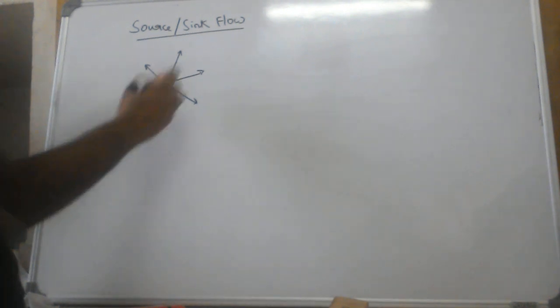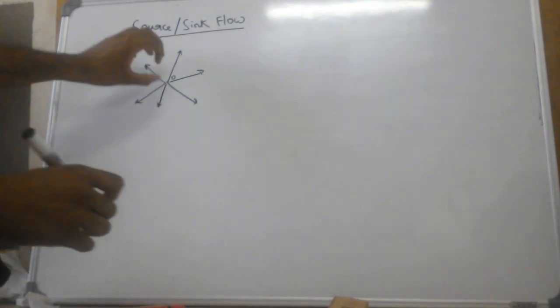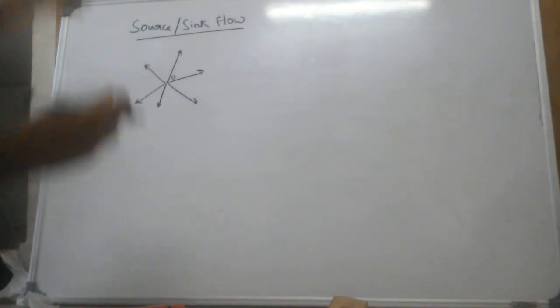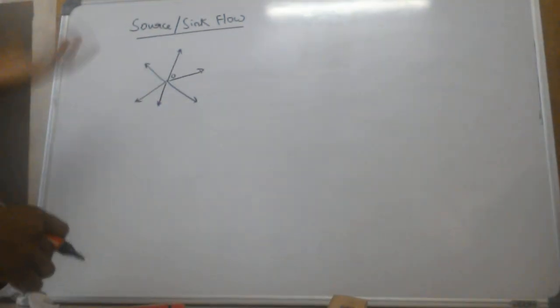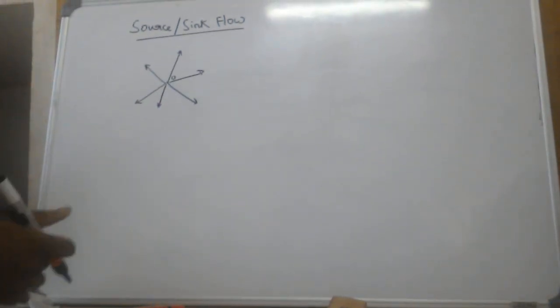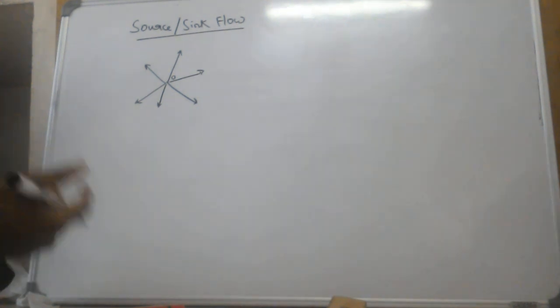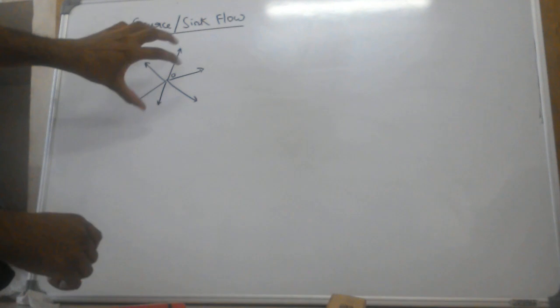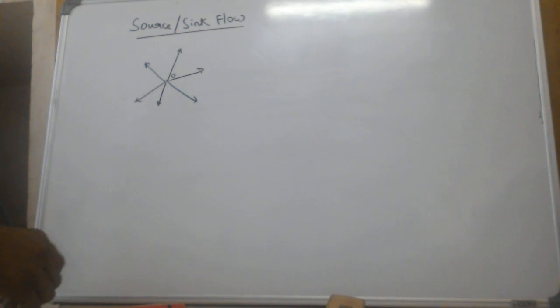So I have a point O, and from this O, the fluid is emanating radially outwards. So this is called the source flow. And as you might have already guessed, a sink flow is where the fluid, instead of emanating from a point, comes radially inwards and disappears at the point O. That would be a sink flow.